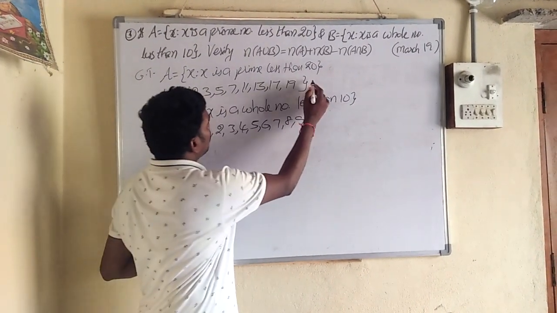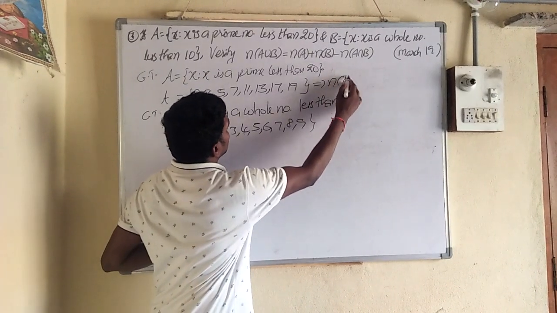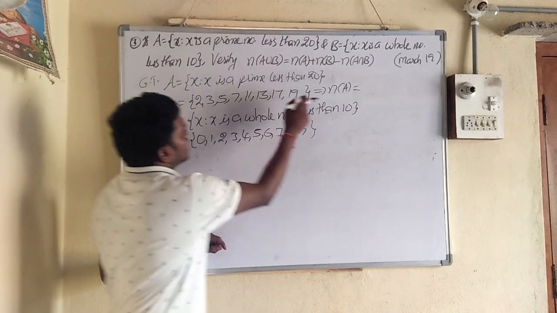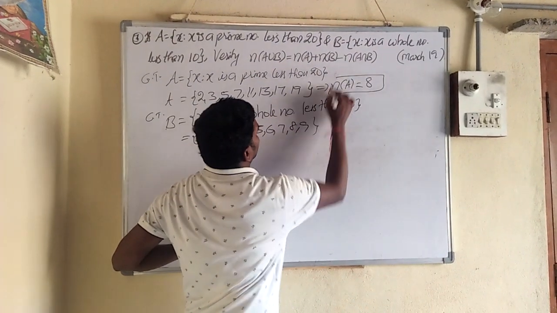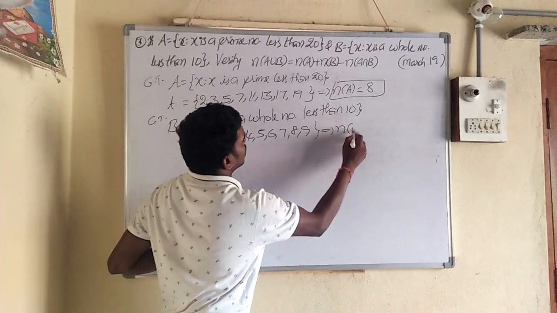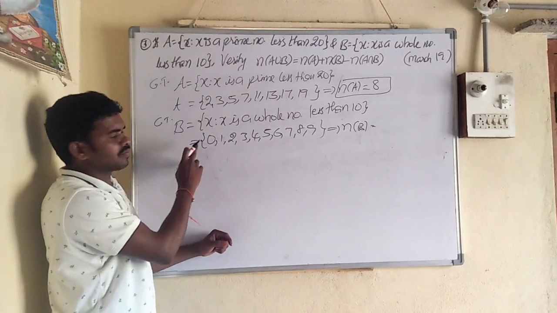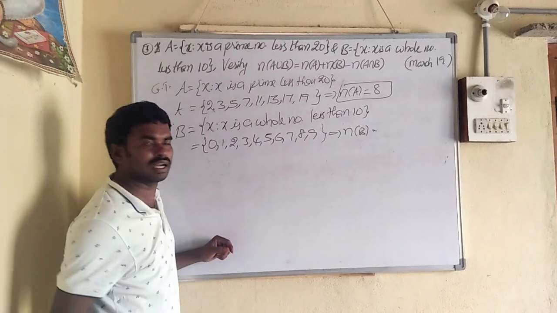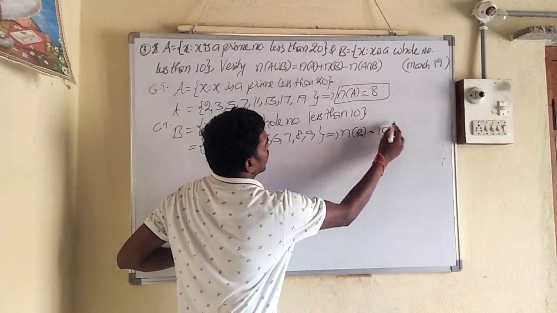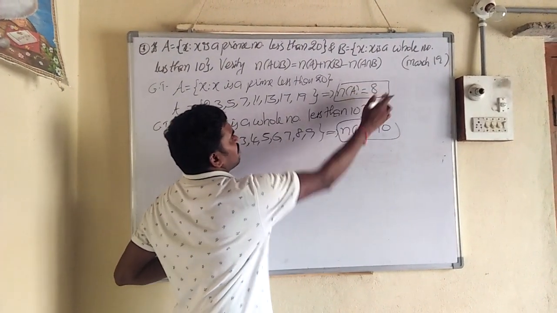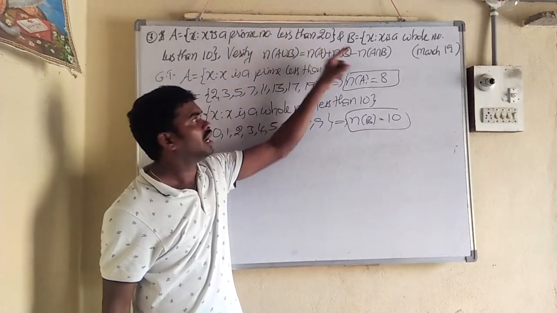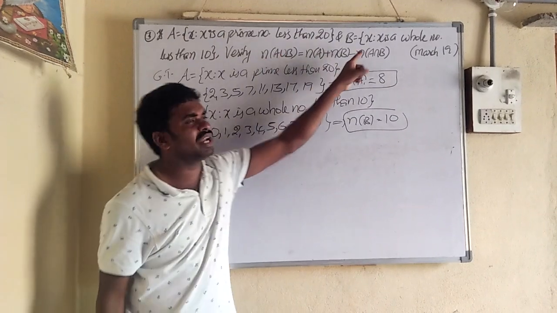So here in A, how many are there? In A, count 1, 2, 3, 4, 5, 6, 7, 8. 8 are there. In B, how many are there? In set B, 1, 2, 3, 4, 5, 6, 7, 8, 9, 10 are there. So n of B equals 10. So we got n of A for set A, n of B for set B. And then we want n of A union B.